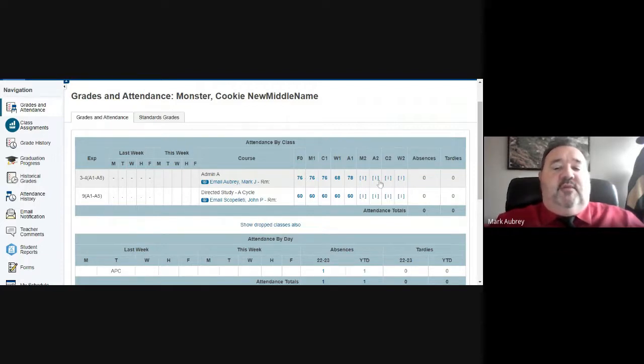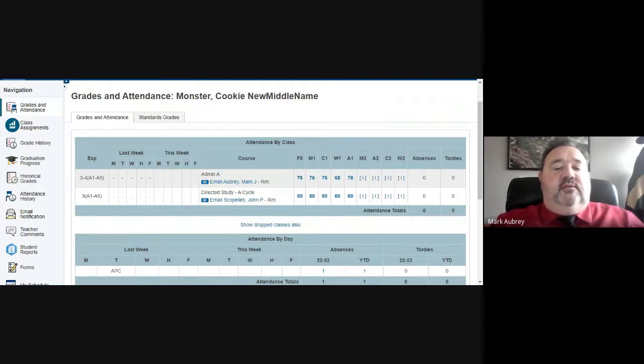In the second semester, once again, we have that A2 and the W2. So the achievement for the second semester, the work habits for the second semester, a combined second semester grade, a midterm second semester. But we're still focused on this FO to find out if Cookie Monster is going to pass the class or not. All right.